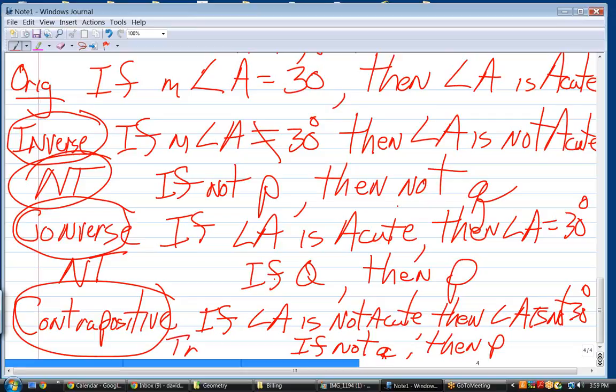Okay? In other words, if you say if P then Q, then it's always true that if not Q, then not P. And it's called the contrapositive. The inverse is sometimes true. The converse is sometimes true. The contrapositive is always true. Okay?